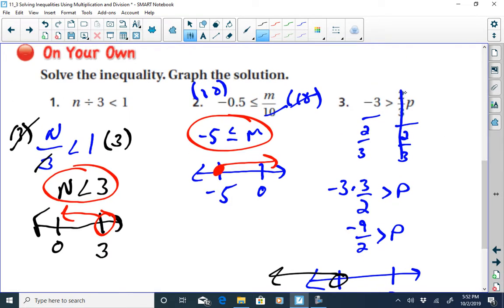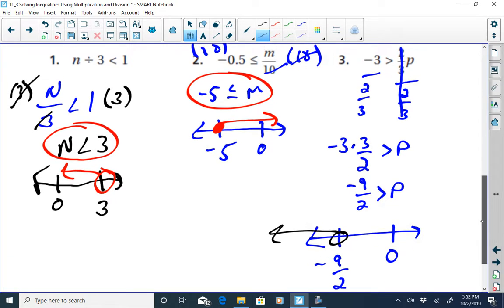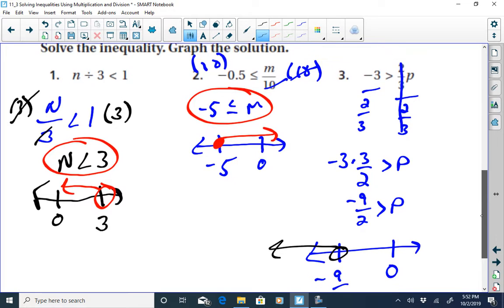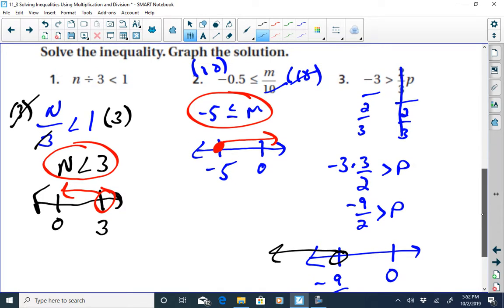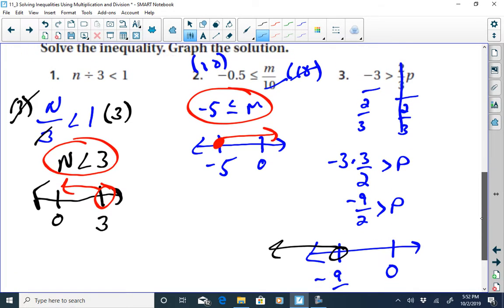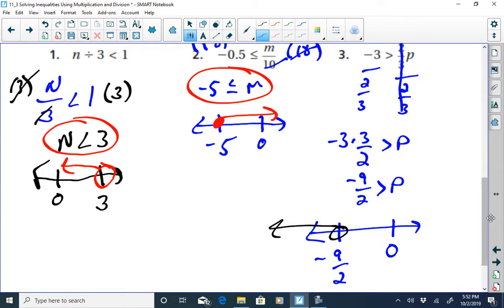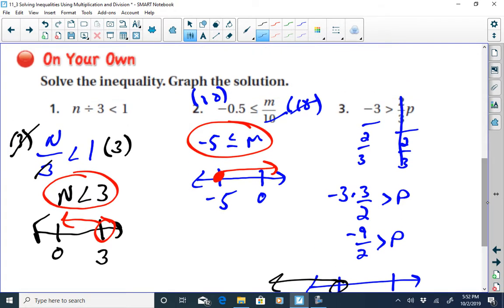So I want to pick something that when I multiply by 2/3, I'm going to get a whole number. So what's less than negative 4.5 that's divisible by 3? Let's try negative 6. Negative 6 would be in my solution set over here. So let's see if negative 6 works here. 2/3 times negative 6 is negative 4. Is negative 3 greater than negative 4? Yes, it is. So I've checked, and my solution is correct.